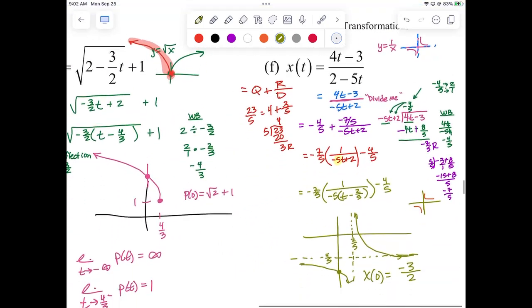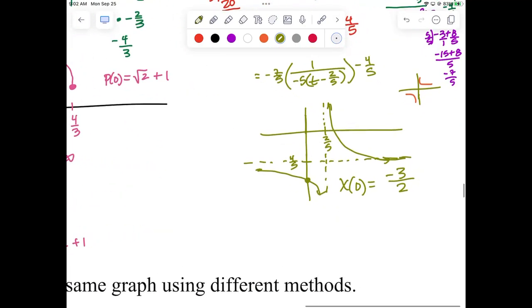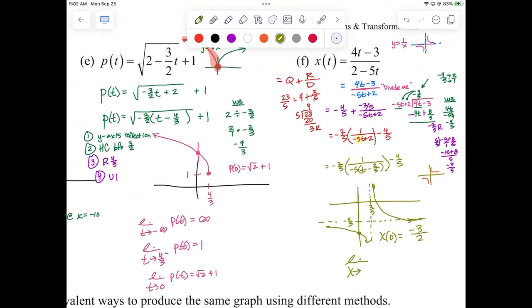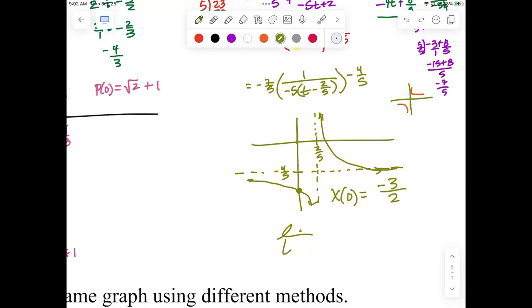All right, comments or questions on that? Oh, let's do one question before we walk away. What would be the limit as x goes to, wait, is this x of t? Yeah, so it's t. The limit as t goes to negative infinity of x of t.